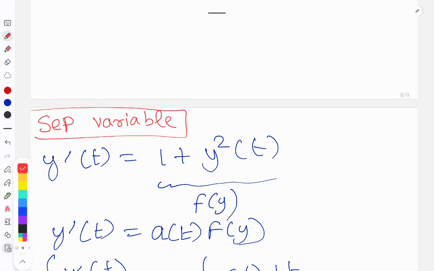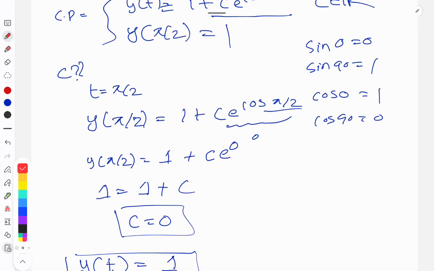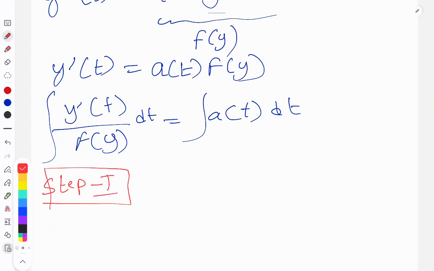Now the next part is a separable variable. From the name you cannot easily separate the variables. You cannot easily identify what is a of t, b of t, so you cannot apply those formulas which we have seen before, and you have to do everything from scratch.